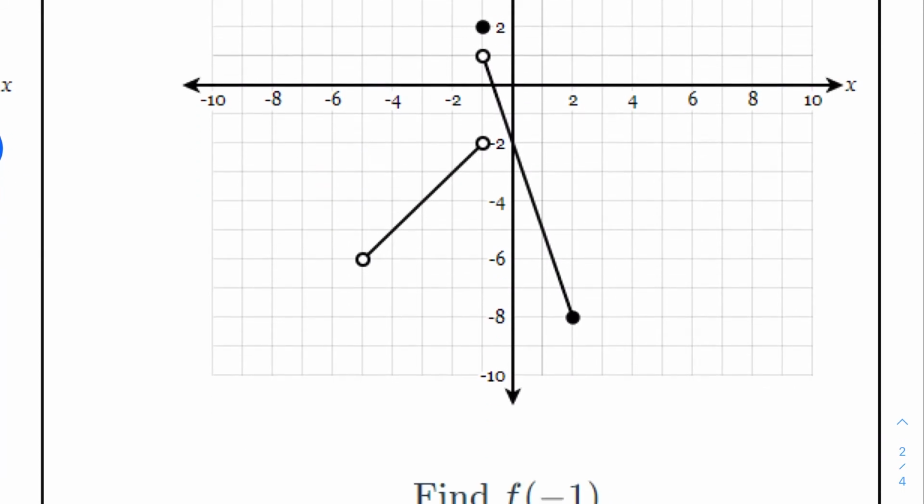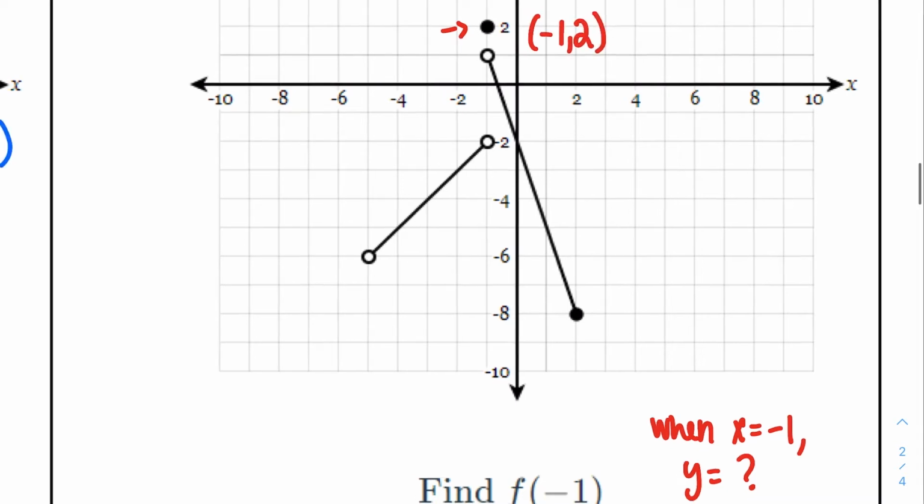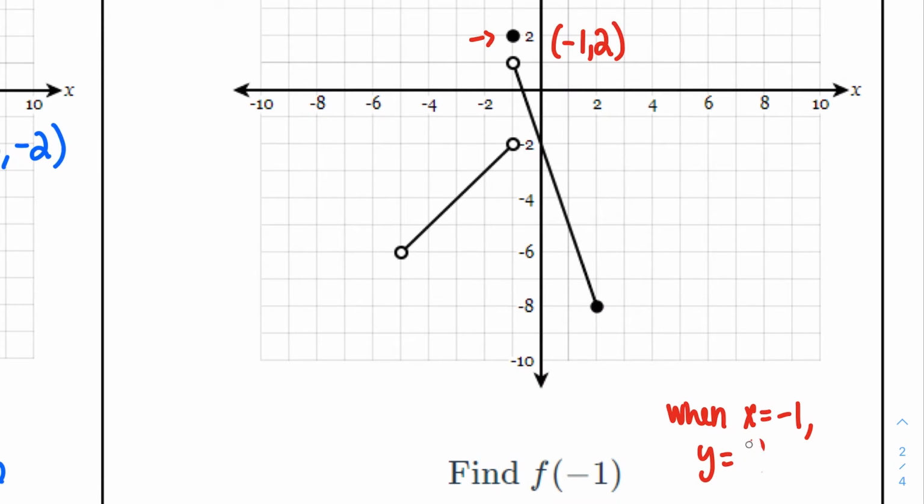So when x is equal to -1, y is equal to, we go to -1, and we have 3 potential values. There, and there. But again, we can only use the one with the closed circle. So we're specifically having the value at (-1, 2). So when x is equal to -1, y is equal to 2. So f of -1 is 2. All right, so that's it for that one.